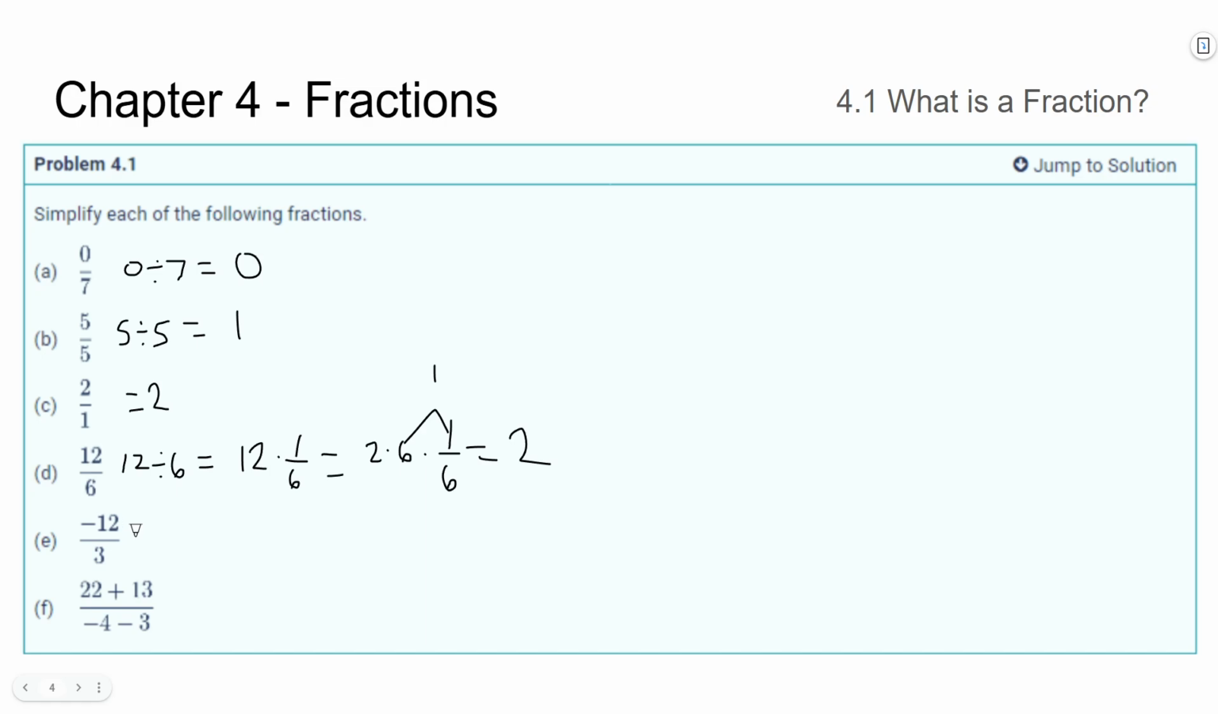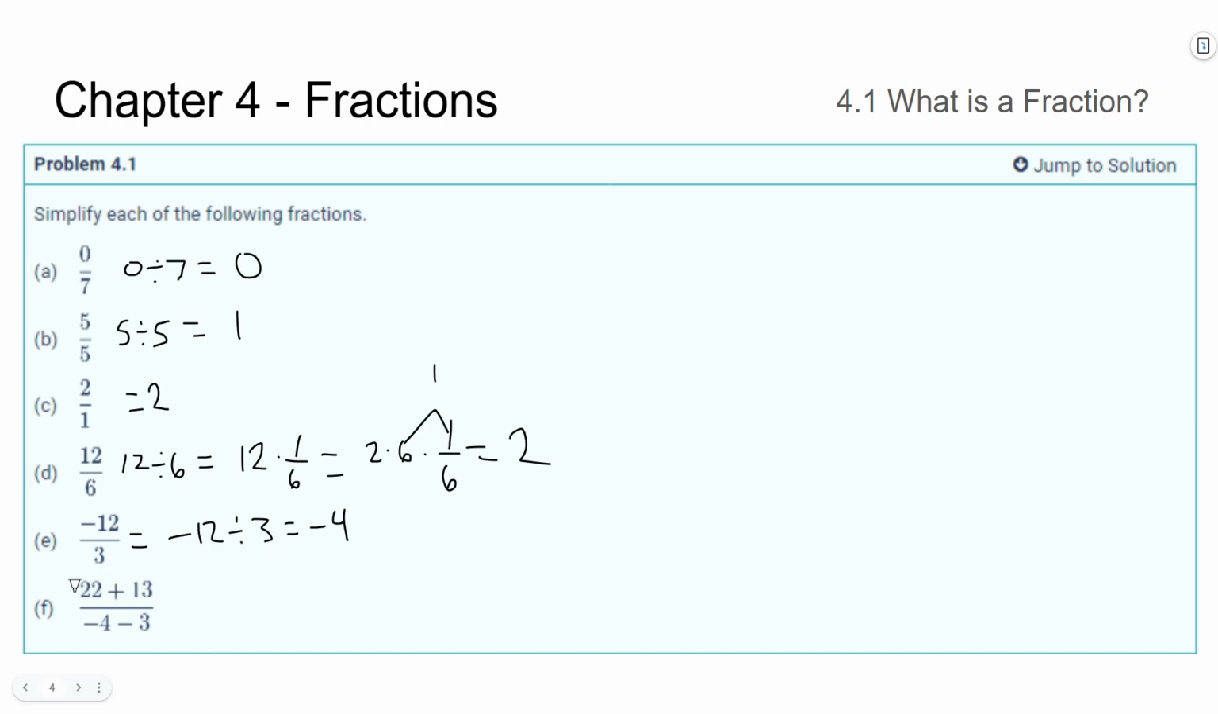All right, so negative 12 over 3 is going to be the same thing as negative 12 divided by 3. And we learned in the division section that a negative divided by a positive is going to be a negative, so we know it's going to be a negative. And 12 divided by 3 is going to be 4.